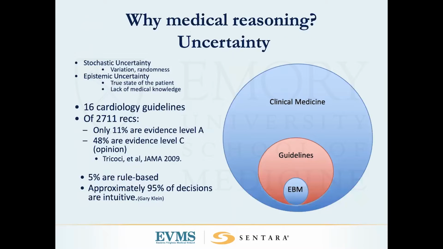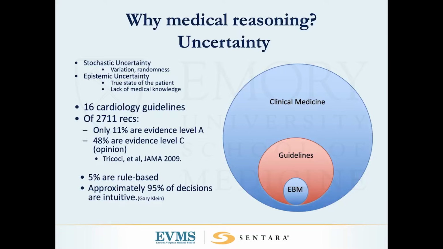So why do we have to think about medical reasoning? Why do we have to reason things through? Why can't we just follow the rules? It's because there is uncertainty, and there's a lot of uncertainty in what we do daily. Philosophers say that there's actually two types of uncertainty: stochastic uncertainty, related to chance, variation, and randomness, and epistemic uncertainty related to knowledge or lack of knowledge.